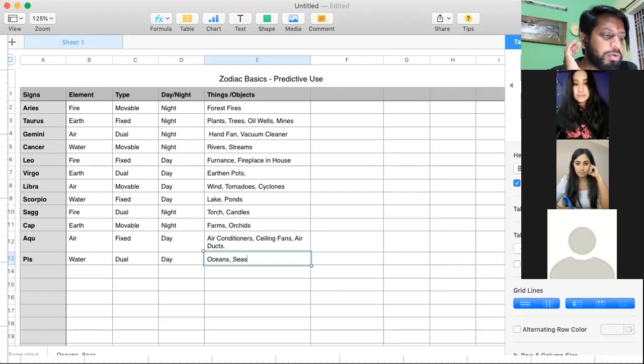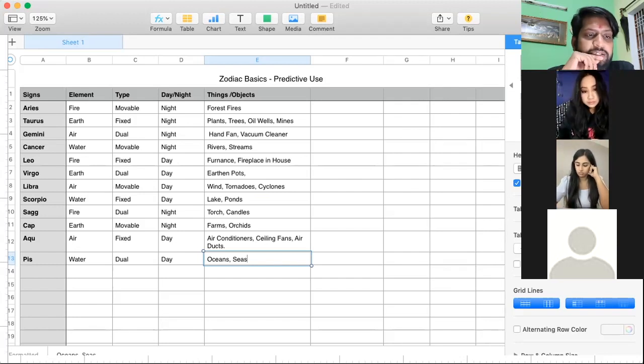Now, I will tell you one more thing about the movable, fixed, and dual. There is a saying in classical texts, in Uttara Kalamrita and BPHS also, and some other classical texts. You can use it in horary. Just suppose a person comes to you and says, can you tell me where my partner is? Or what my partner is doing?